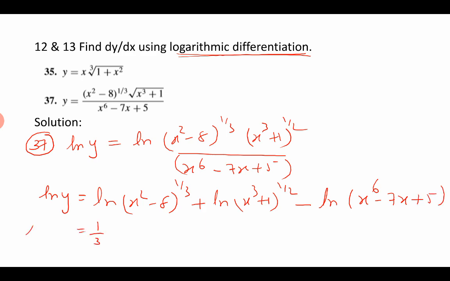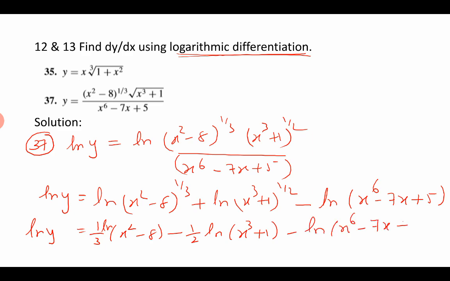1 by 3 ln (x square minus 8) plus 1 by 2 ln (x cube plus 1) minus ln (x power 6 minus 7x plus 5). Now differentiate. I am writing here at this side. We are solving problem number 37. One more line I can write.